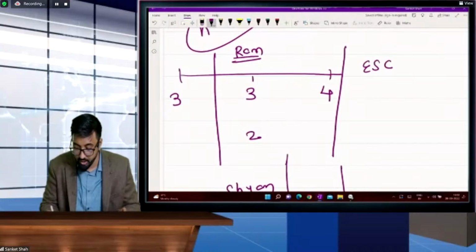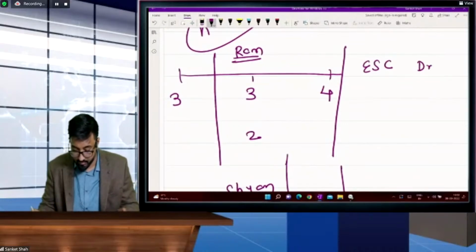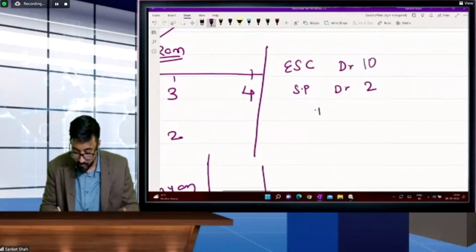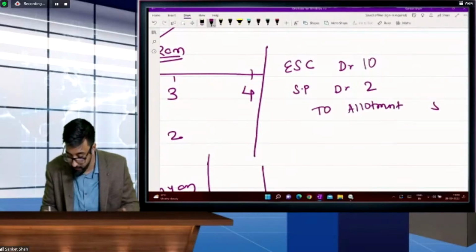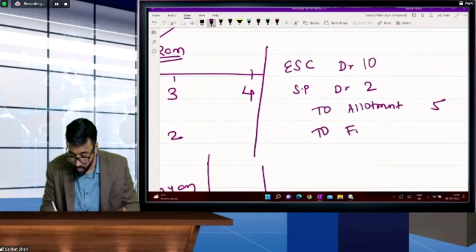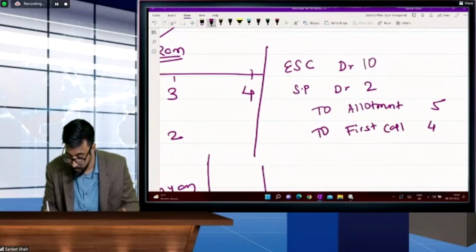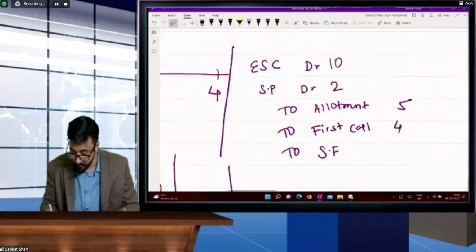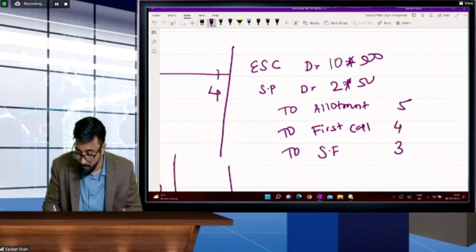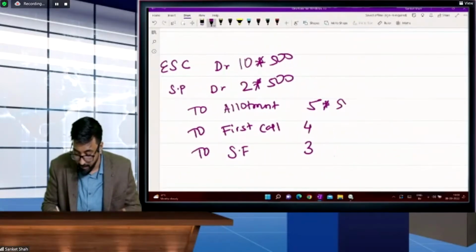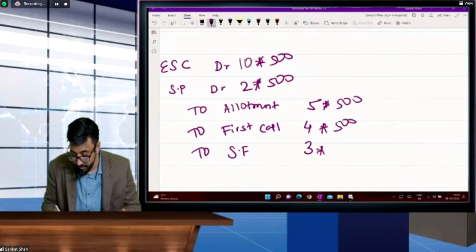So equity share capital debit 10, securities premium debit 2, to allotment account 5, to first call 4, to shares forfeited 3. How many shares? 500, 500, 500, 500, 500.